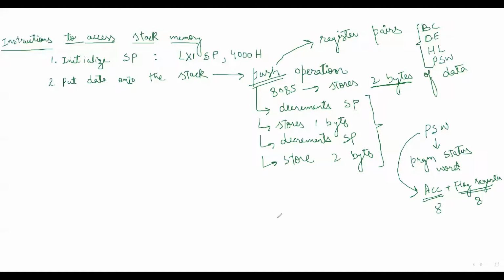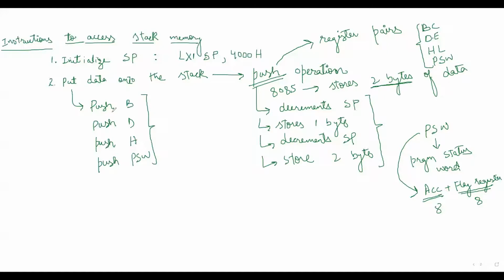What is the instruction for this operation? The instruction is PUSH. What are the possible values? B, C, D, E, H, L, and PSW. So I can write PUSH B, or PUSH D, or PUSH H, or PUSH PSW. These are the 4 instructions with which I can push data onto the stack.